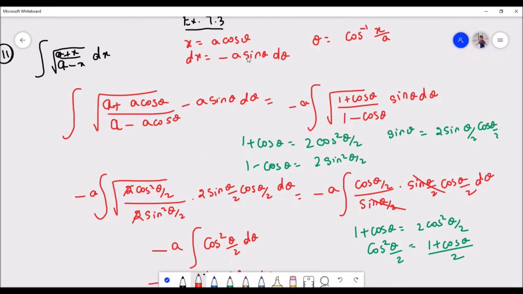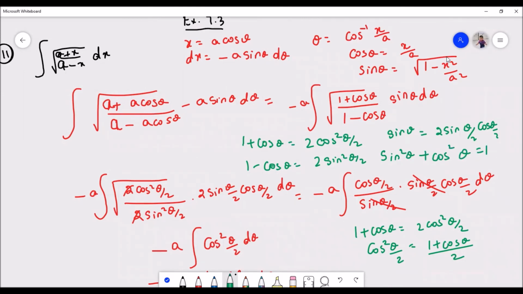And from this, cos theta is equal to x by a. Why do I need this? I need sine theta. So sine theta is equal to root over 1 minus x square by a square. I hope everybody knows the identity which I used: it is nothing but sine square theta plus cos square theta is equal to 1. So this identity I used to get the value of sine theta, which is root over 1 minus x square by a square. In the answer, we need theta and sine theta.